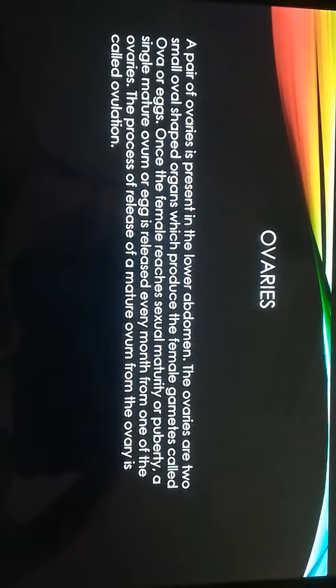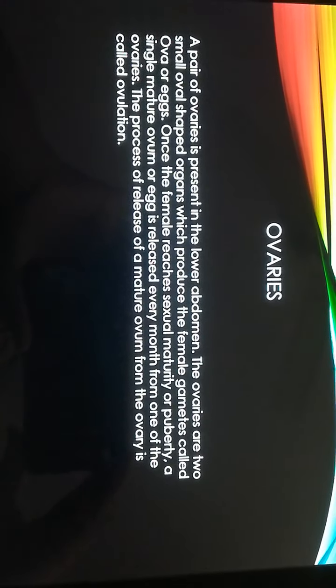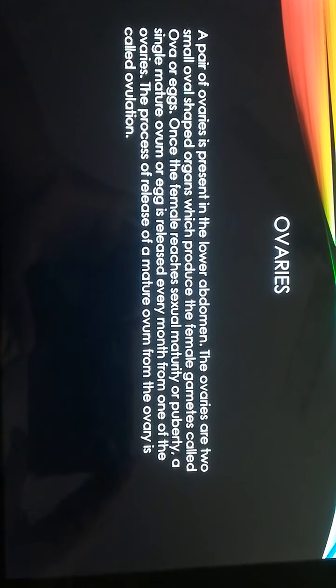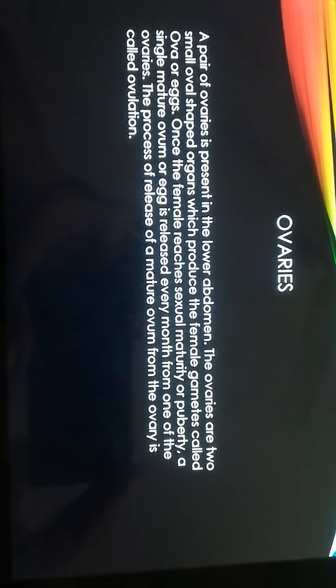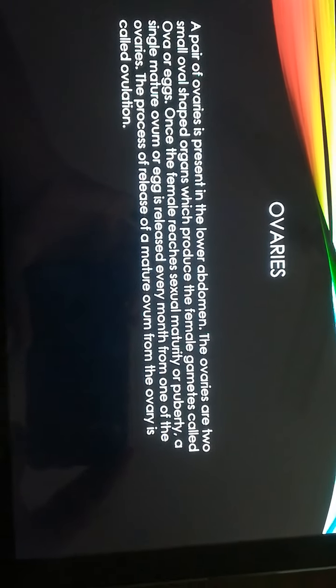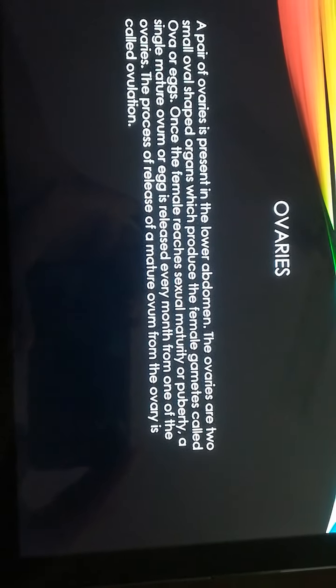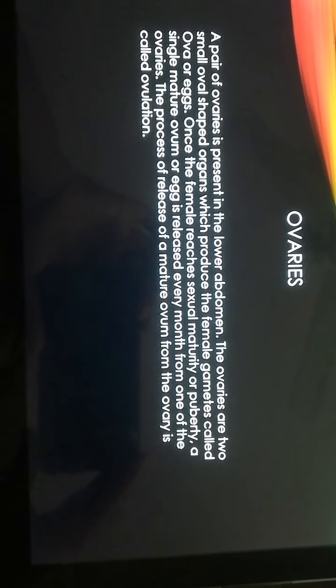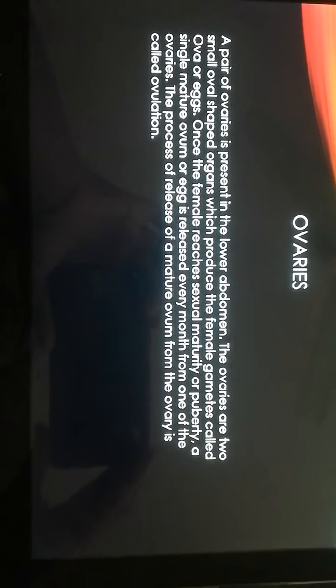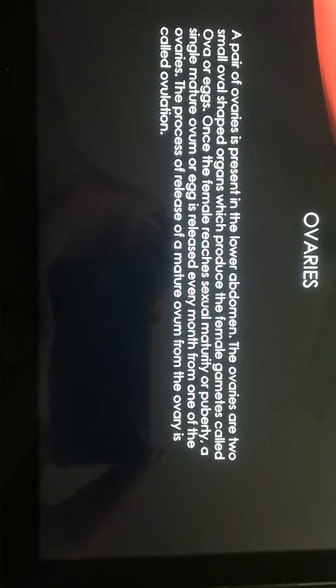So now what are ovaries? A pair of ovaries is present in the lower abdomen. The ovaries are two small oval-shaped organs which produce the female gametes called ova or eggs. Once the female reaches sexual maturity or puberty, a single mature ovum or egg is released every month from one of the ovaries. The process of release of a mature ovum from the ovary is called ovulation.